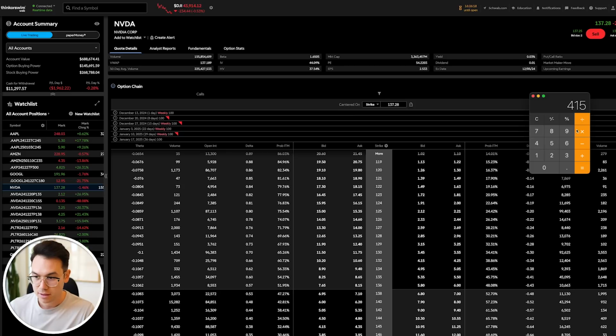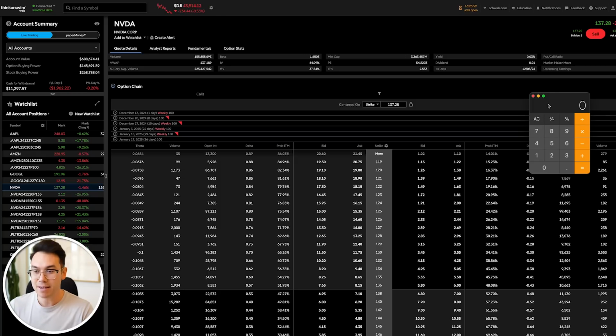415 divided by the strike price, because that's how much capital we will have to have as collateral, 13,200. So let's just do 132. And that's about a 3.14% return. So 3% on your money, great.